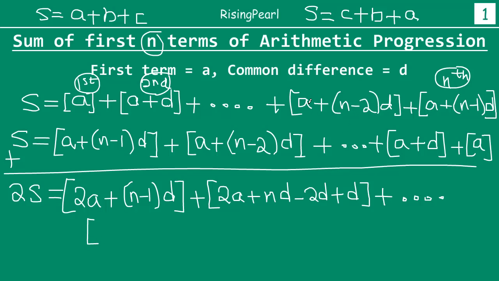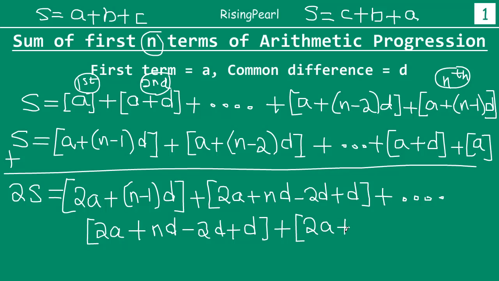So what we have is again a plus a will be 2a, plus, so here let's open this up. So it will be nd, it will be nd minus 2d, and here you have plus d, and the very last term, let's add this and this. So a plus a will be 2a again, so twice a plus n minus 1 times d. So we have n minus 1 times d.